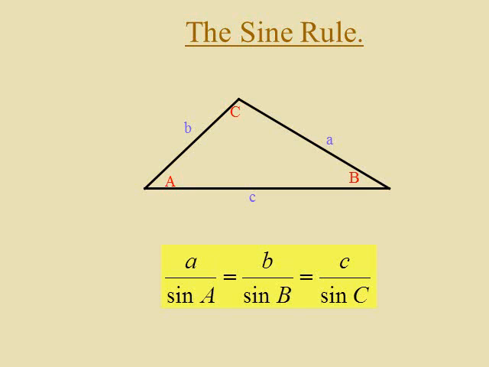Here is a presentation about the sine rule. This is the sine rule here: a over sine A equals b over sine B equals c over sine C. Let's see where that comes from, and let's see some examples of how to use it.